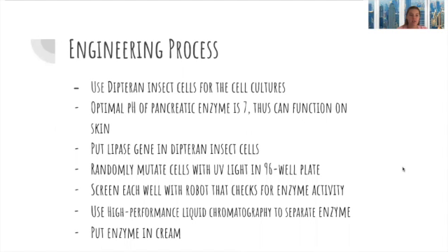Then, once the cells have grown, using UV light, the cells would be randomly mutated, and a 96 well plate would hold the mutated cells. Once they have been mutated, a robot would screen the cells to check for enzymatic activity. When the robot determines what cell produced the highest amount of enzymatic activity, that would become the sebamase enzyme.